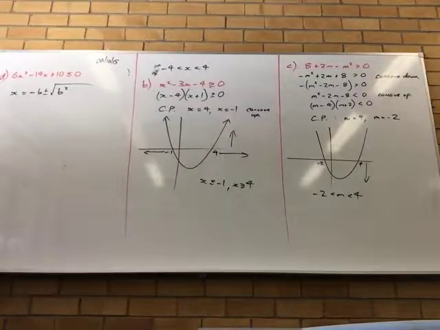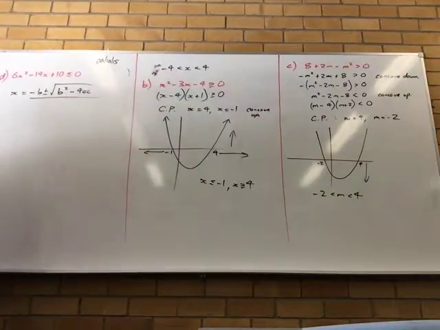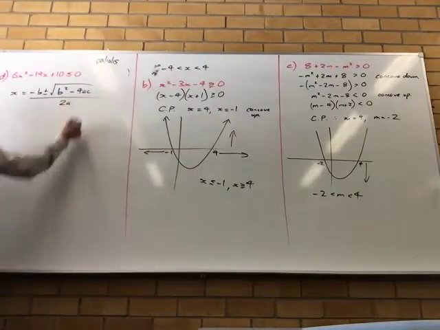Plus 4... no. I didn't remember the end bit. Kyle? Negative 4ac, over 2a. Yeah, good. Okay, you need to know that.